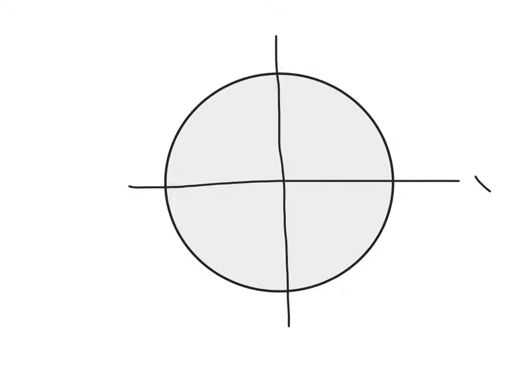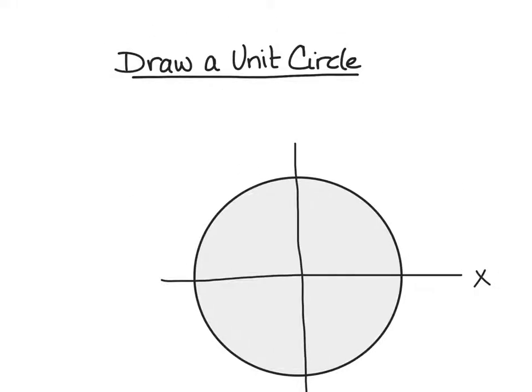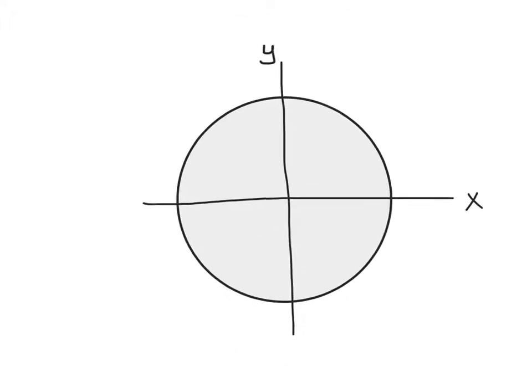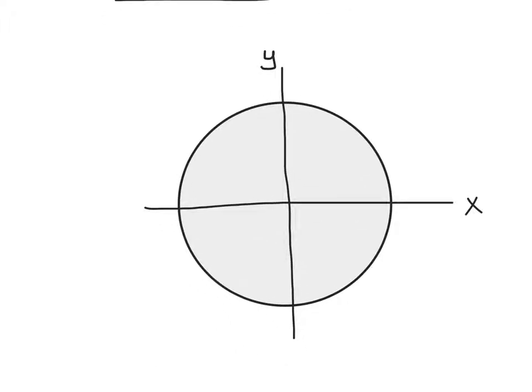And we're going to draw an x-axis and a y-axis. And remember that when we talk about the unit circle, we talk about it on top of a coordinate axis system. So this is my x-axis, and this is my y-axis. Also remember that the center of the circle is the point (0, 0). The thing that makes a unit circle is that the radius of the circle is 1, and we'll come back to that in a little bit.